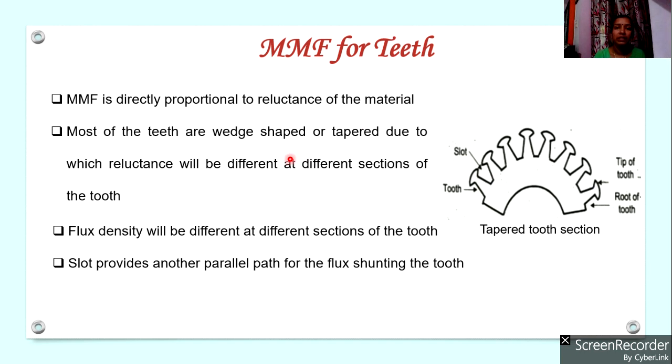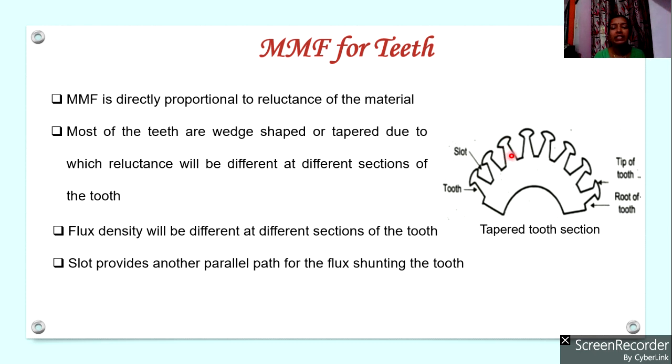So if we are considering the tooth of rotating machines, most of the teeth are wedge shaped or tapered. This is how a tapered tooth looks like. Tapered means it will be having gradually reducing area of cross section like this. Area of cross section is gradually reducing. So area of cross section will be different at different sections of the tooth.